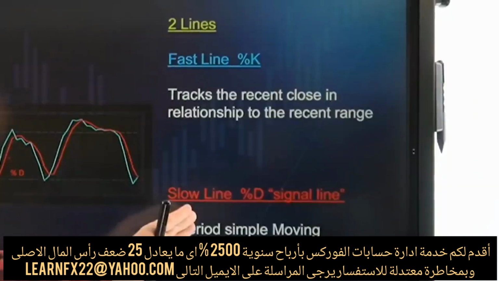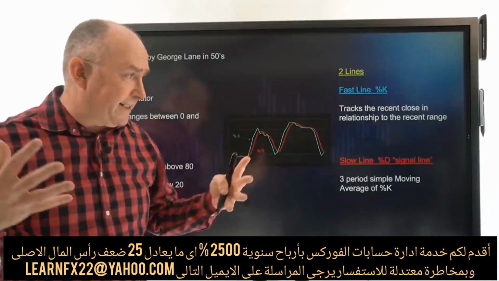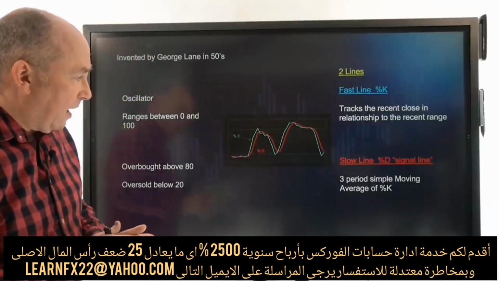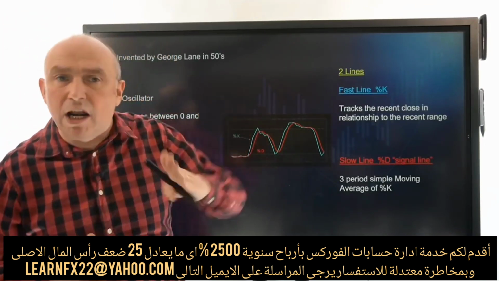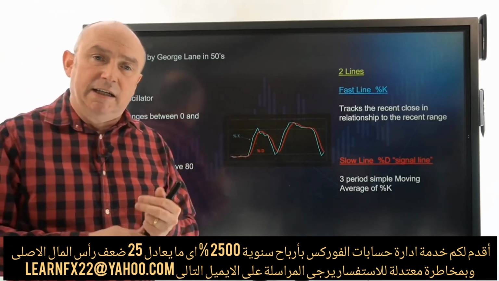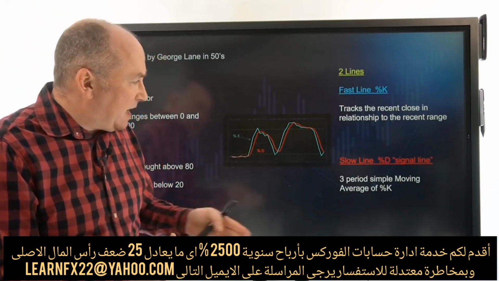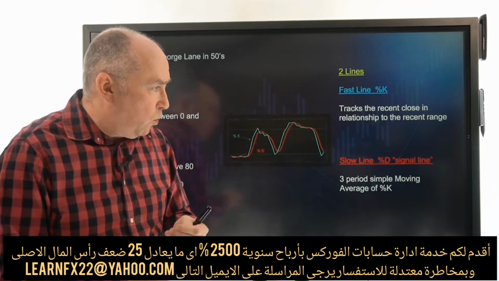Then you've got the slow line, which is simply a moving average. The default is a 3 period moving average of the percentage K line. If you understand moving averages, you'll understand that. If not, you can go and check that out. But basically, the slow line is a smoother line than the K line itself. For the sake of this lesson today, we're going to colour the fast line, the K line, blue, and the slow line red.